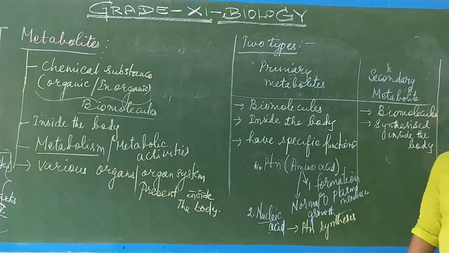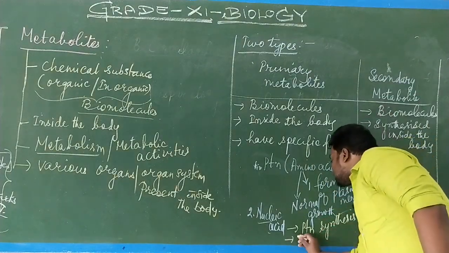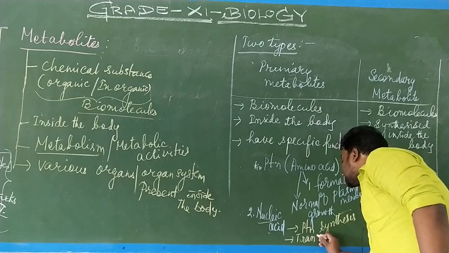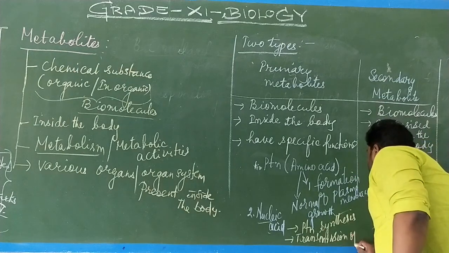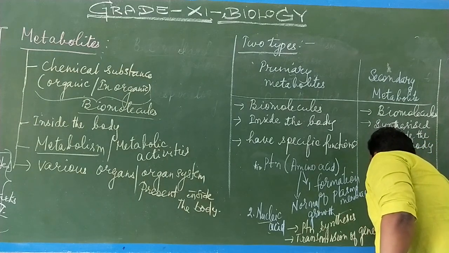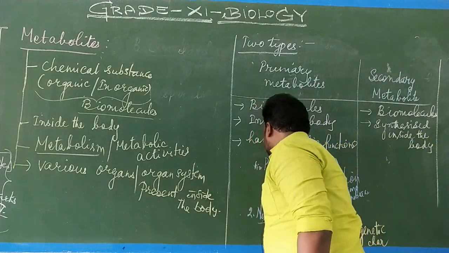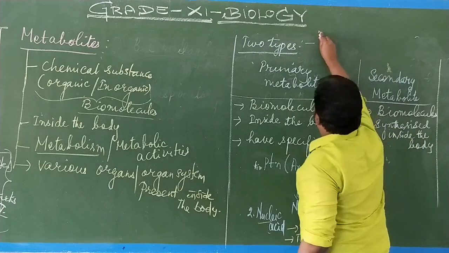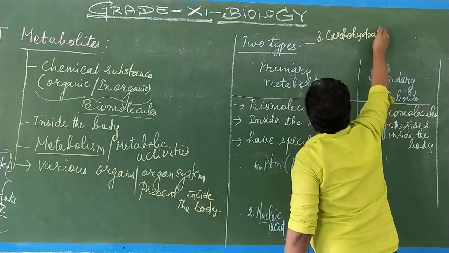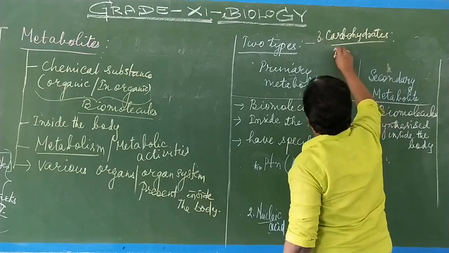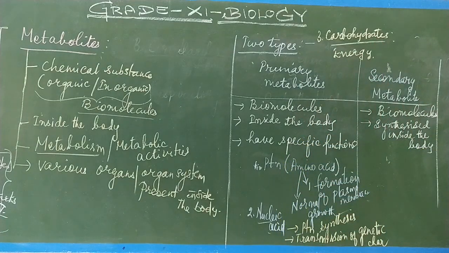Then transmission of genetic characters from the parents to the offspring or progeny. Transmission of genetic or hereditary characters. Then the third example is carbohydrates. The main function of carbohydrates is energy.